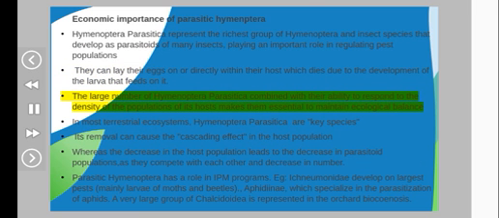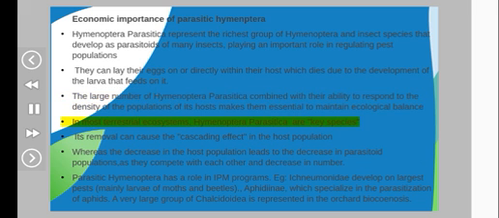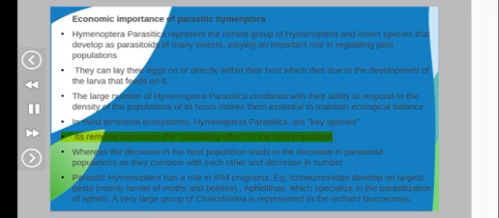The large number of Hymenoptera parasitica combined with their ability to respond to the density of the populations of their hosts makes them essential to maintain ecological balance. In most terrestrial ecosystems, Hymenoptera parasitica are key species. Its removal can cause a cascading effect in the host population.